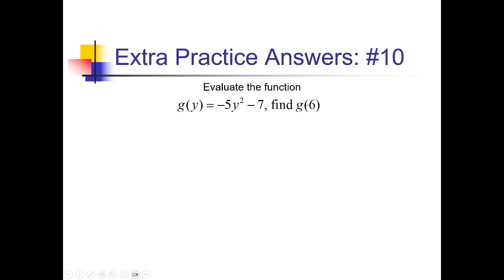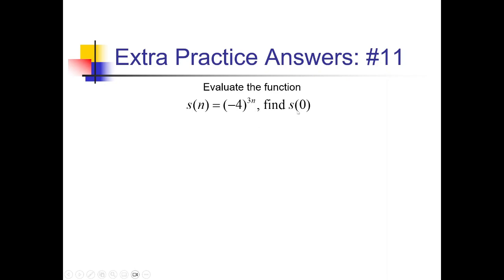On this one, I'm plugging 6 into this negative 5y squared minus 7 expression. So we have negative 5 times 6 squared minus 7. 6 squared is 36. 36 times negative 5 is going to be negative 180. And then negative 180 minus 7 comes out to negative 187.